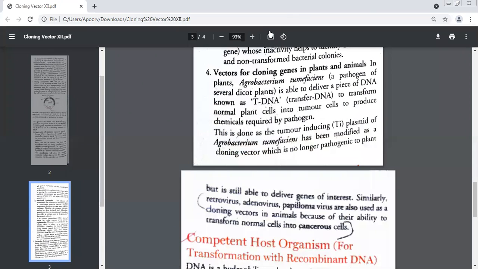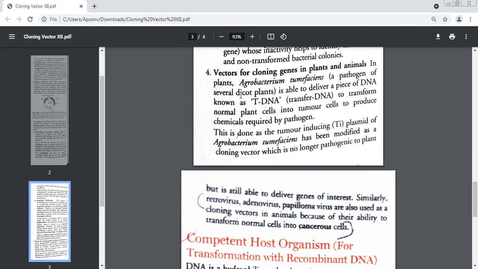Ayush Gupta is so late. Vectors for cloning genes in plants and animals. If you want to clone your genes, what does cloning mean? To have more copies. What are clones? Yes, cloning is having more copies. So which vectors should we use if we want to clone genes in plants and animals?